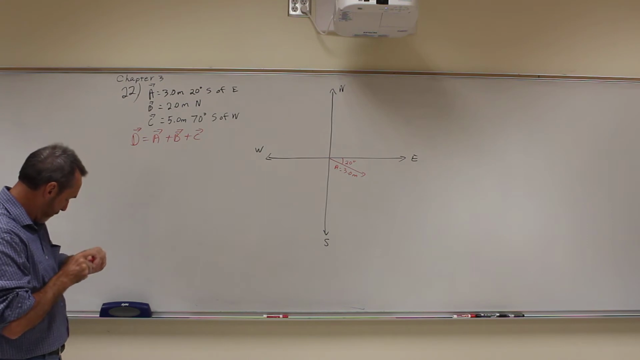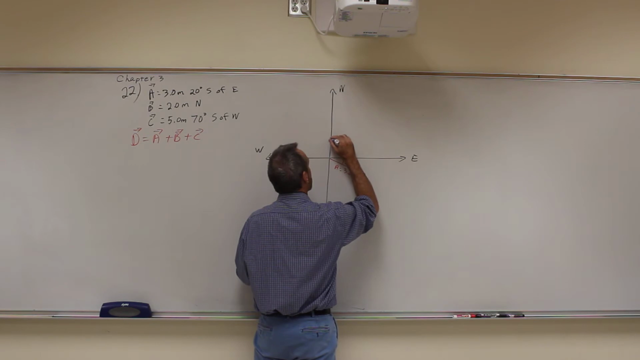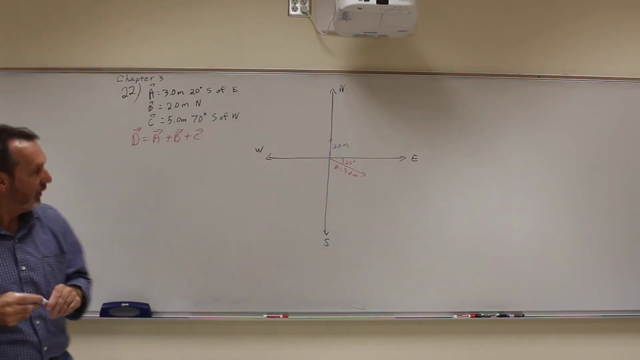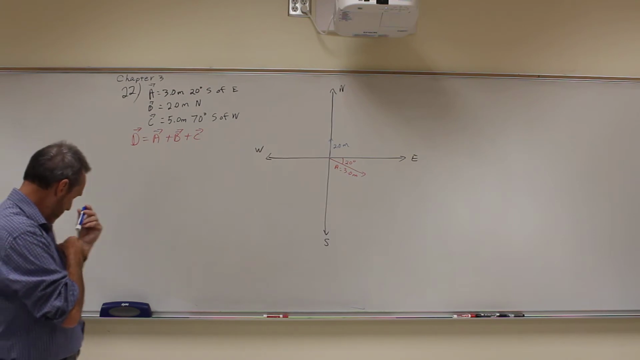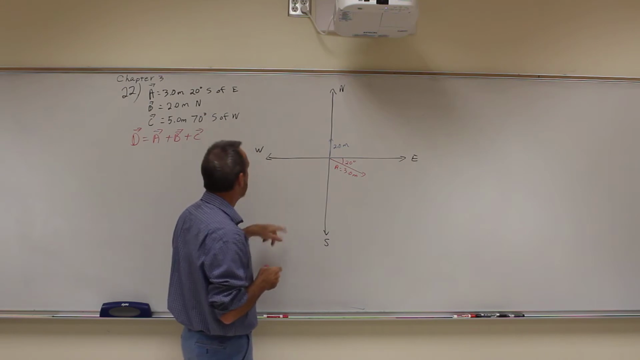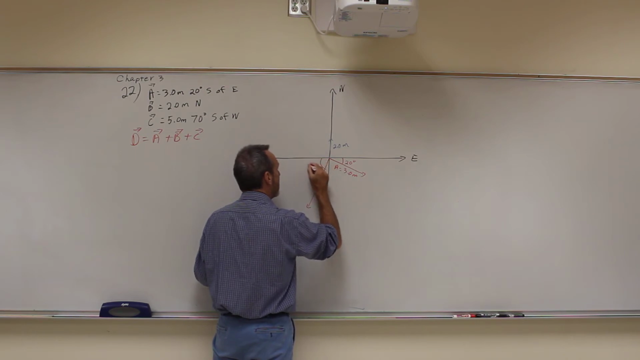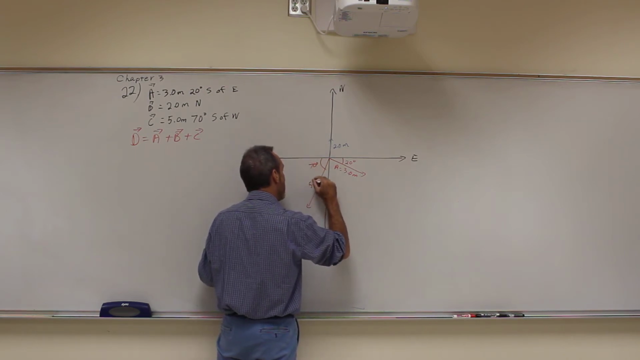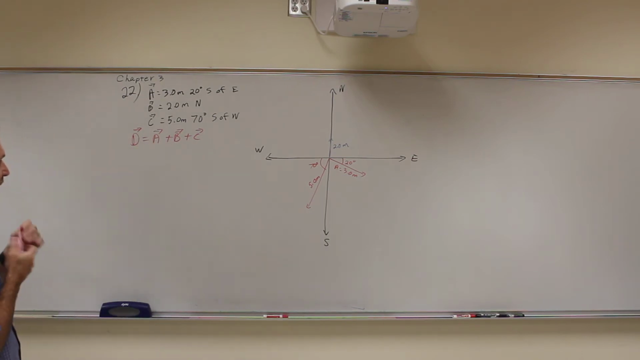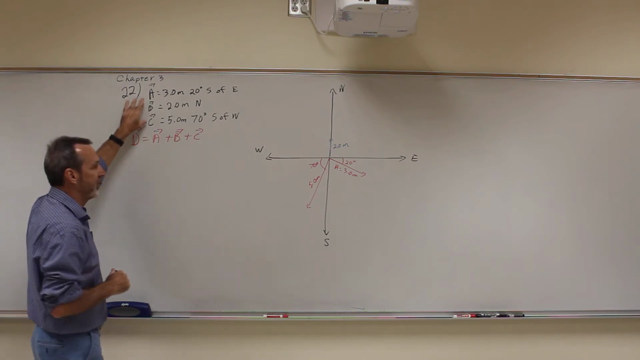Okay, vector B is 2 meters north. So we go like this, it is 2 meters straight north. And then vector C is 5 meters, 70 degrees south of west. Here's west, south of west would be down, so it's going to go at an angle like this, so that angle is 70 degrees. This is 5 meters. And that is a graphical representation of these three vectors.